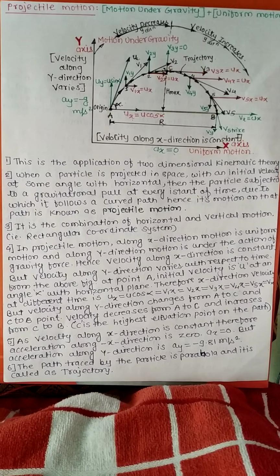Now, what is projectile motion? The definition of projectile motion is: when a particle is projected in space with an initial velocity at some angle with the horizontal, then the particle is subjected to a gravitational pull at every instant of time, due to which it follows a curved path. Hence, its motion on that curved path is called projectile motion. It is also defined in a rectangular coordinate system.